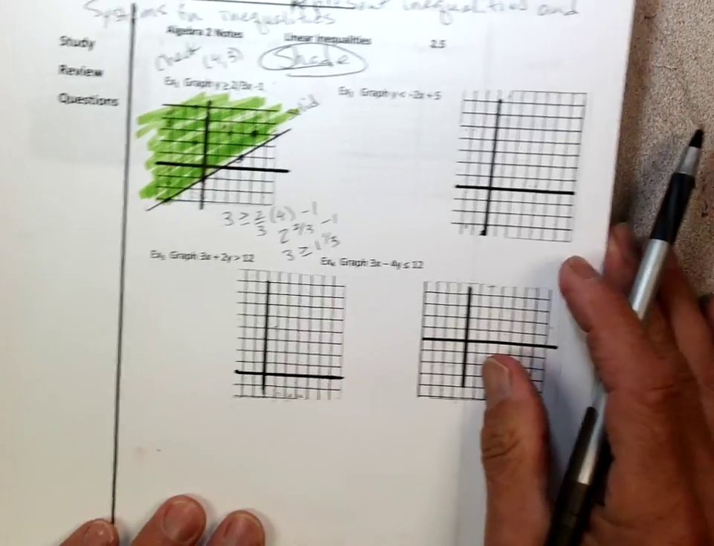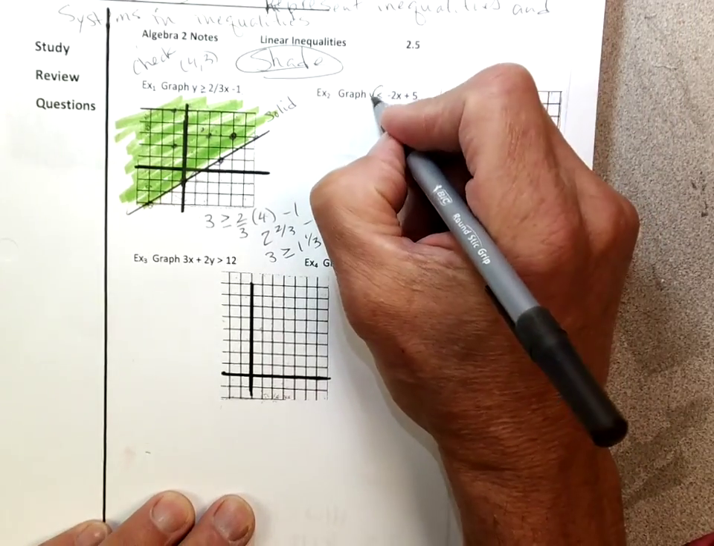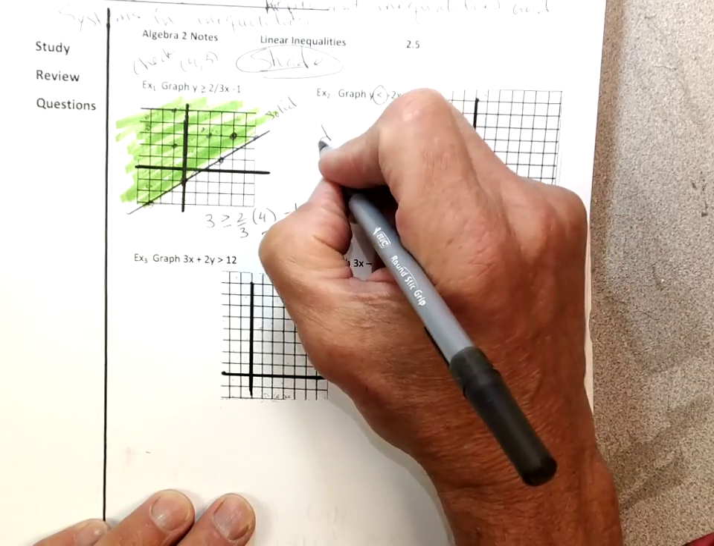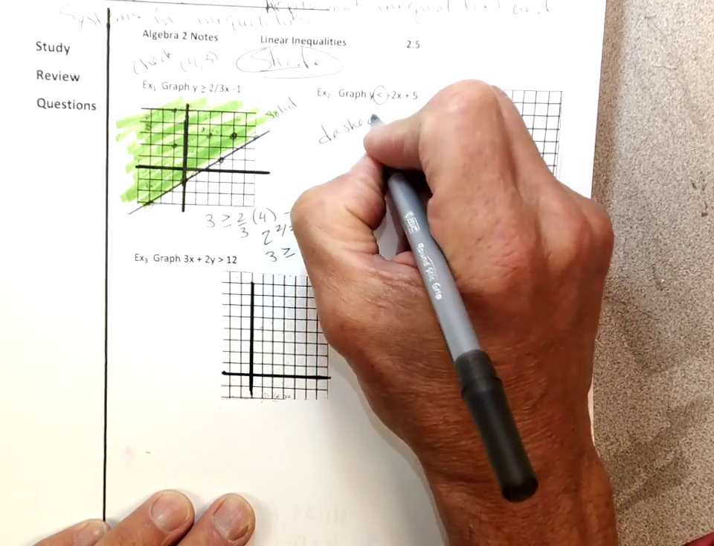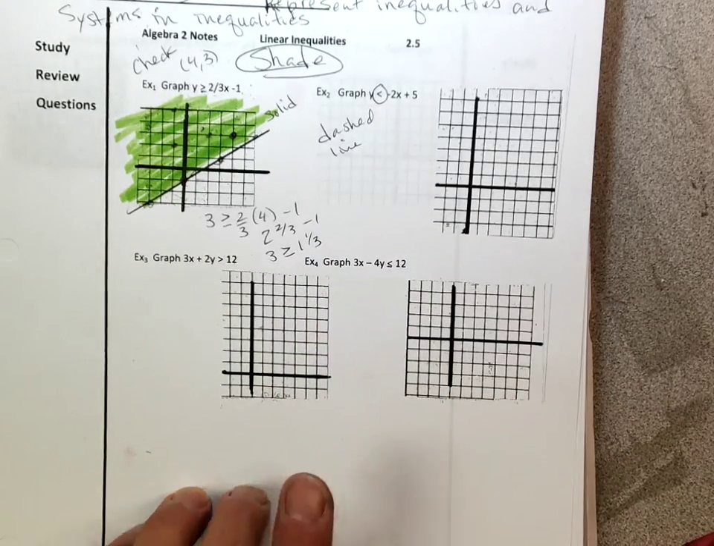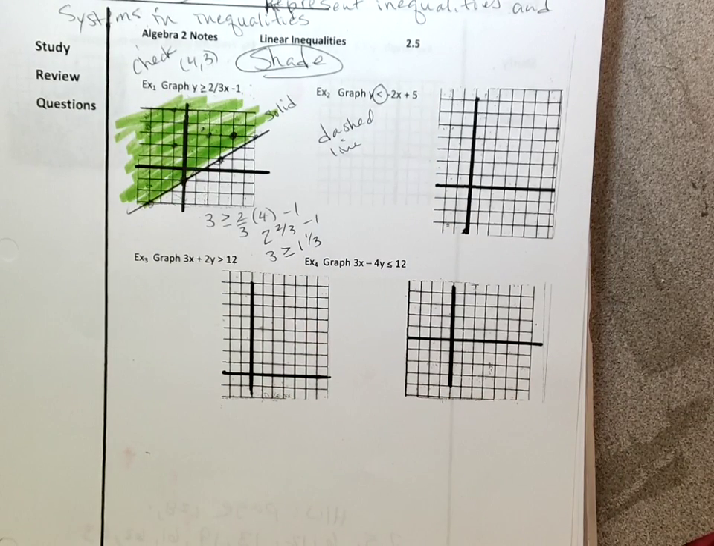Okay, example 2. First of all, in example 2, when I notice the sign, there's no little equal sign. So I know for sure I'm going to do a dashed line. It's got to be a dashed line because there's no little equal sign. So when I draw the actual line in, I'm going to make sure I get a dashed line.